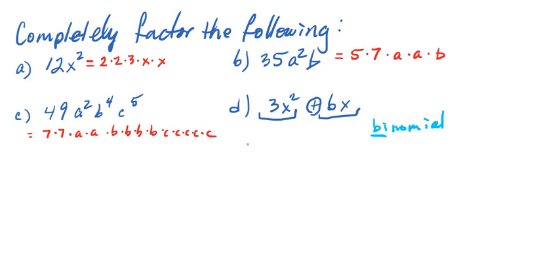So let's prime factor each of these. 3 times x times x, that's going to be the first one, plus 3 times 2 times x. Or let me just rewrite that here because I'm going to come back to it. Let's go 2 times 3, 2 times 3 times x. And if you factored it out like that and left that as an answer, that's exactly what I was looking for. Now we're going to come back to this very quickly.